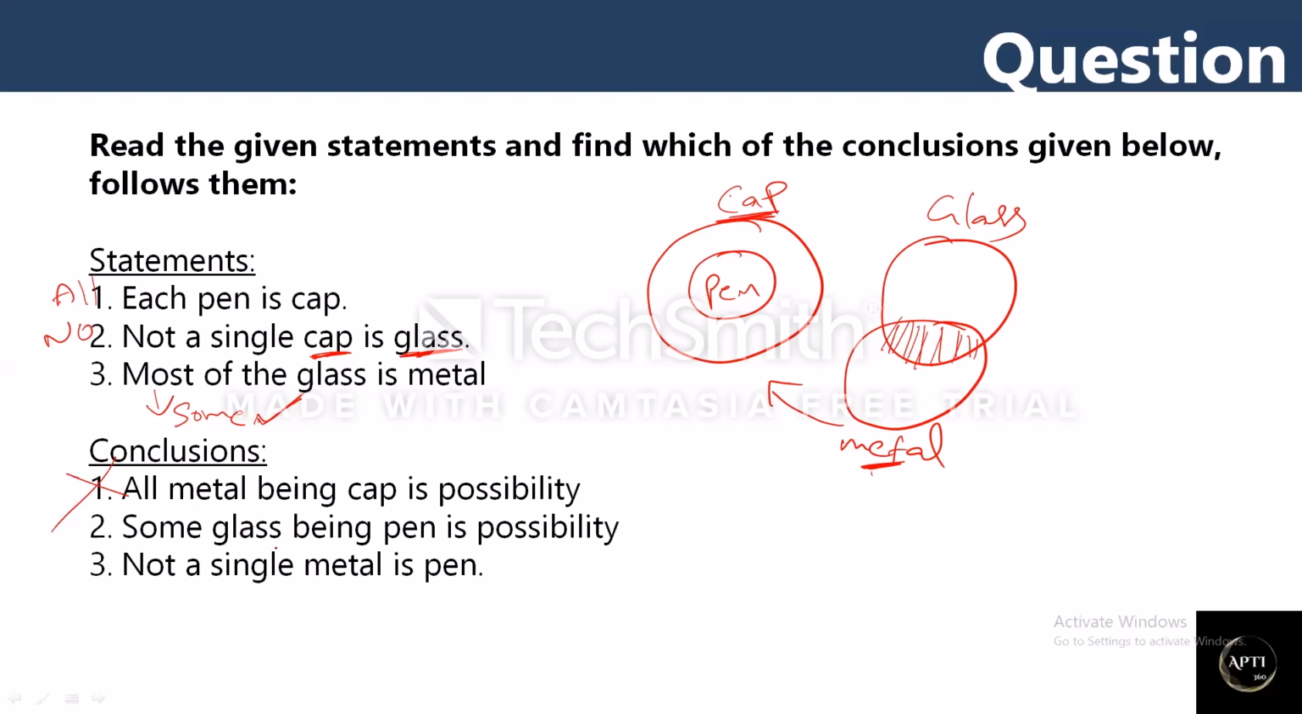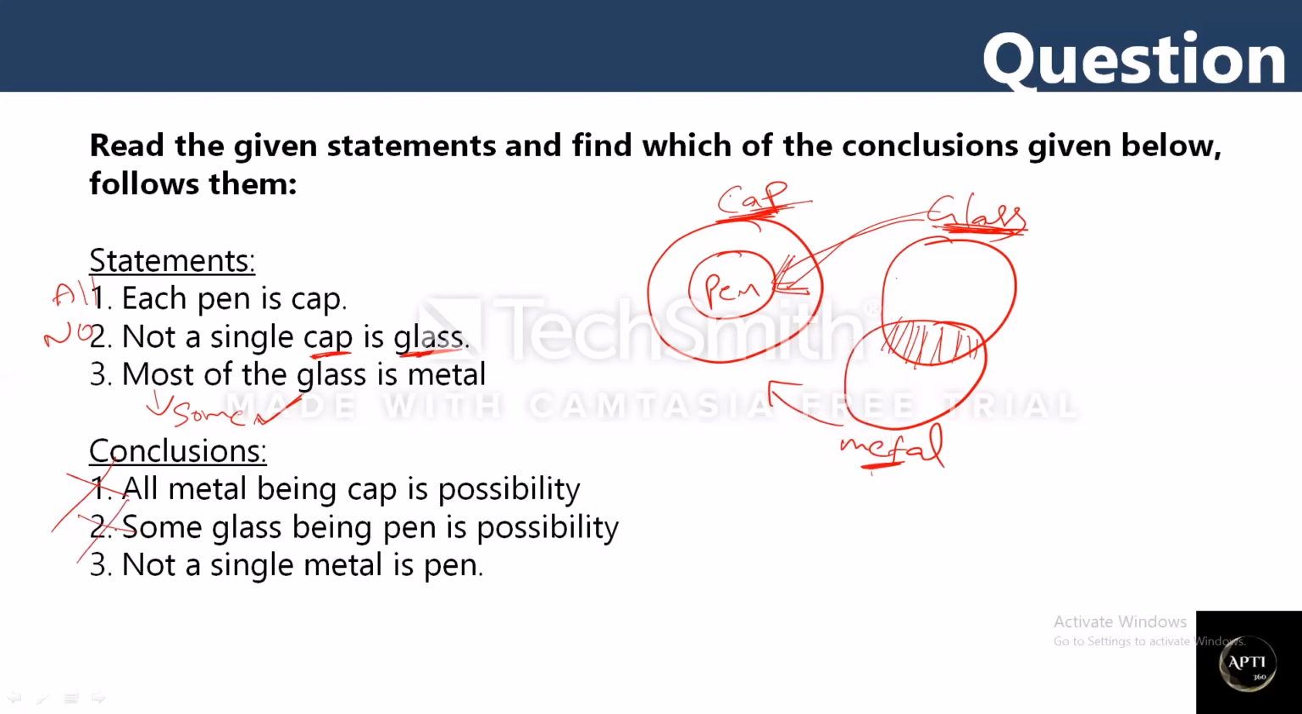Now, some glass being pen is possible. Here glass is there and here pen is there. There should not be any connection between cap and glass. If glass wants to touch the pen circle, for sure it should cross cap. I hope you all are clear. Without touching cap, is there any possibility that glass can touch the pen circle? No. So conclusion 2 is also wrong.